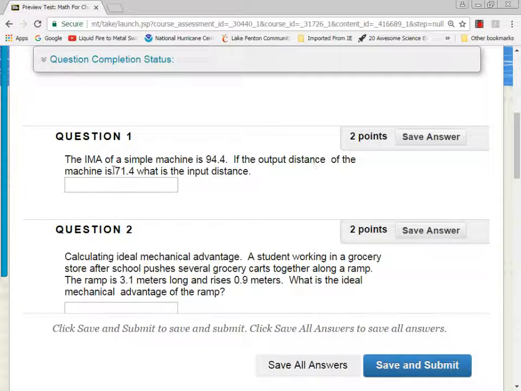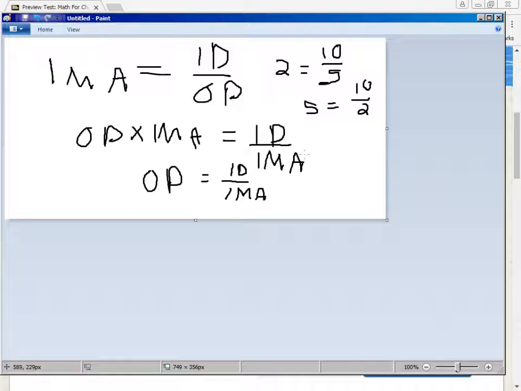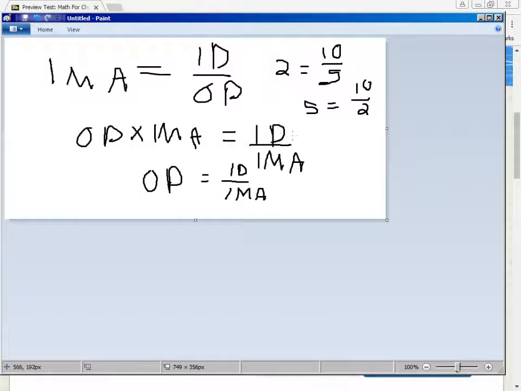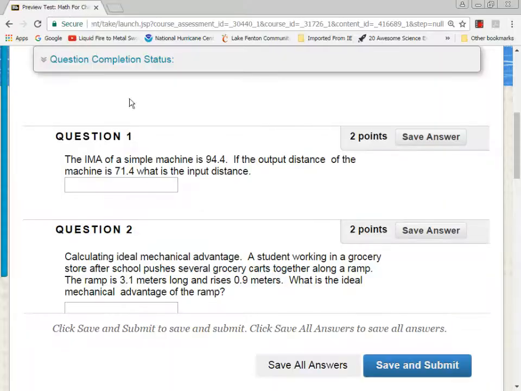If the output distance is 71.4, what is the input distance? And the input distance would be 10, so that's 2 times 5, right? And that was this equation here: output distance times IMA equals input distance. If the output distance is 71.4 and the IMA, the input distance equals output distance times IMA. All you do is multiply the two together, first number times second number.